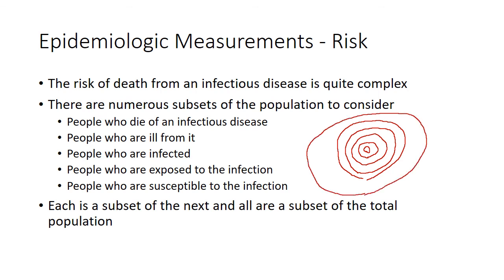So again, you have to be very clear with your definitions, or researchers should be clear with their definitions, to make sure they're defining who they're looking at, because you want to make sure you're looking at the right subset to make sure the risk is appropriate.